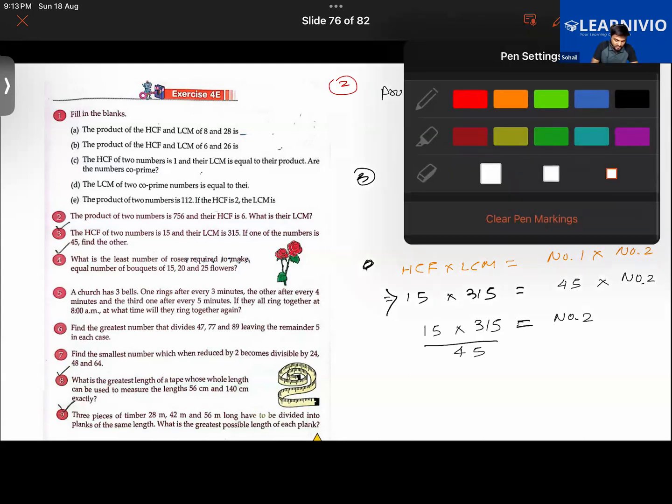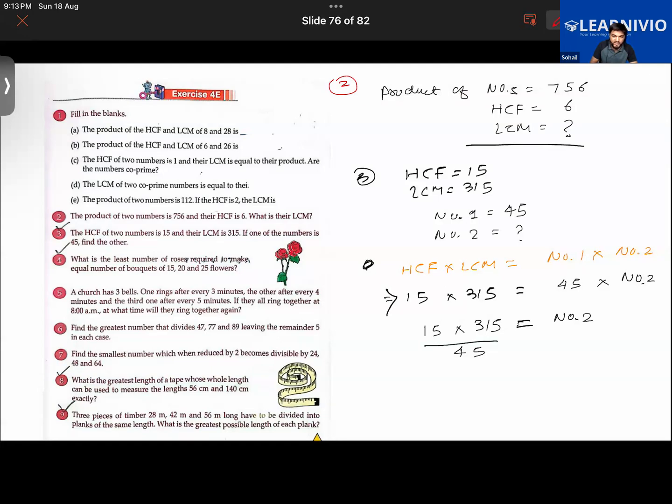Now you have to calculate it. First you will multiply 15 with 315. Okay, Habib, whatever answer we get, we have to divide it by 45. That's how it has to be done. You can do it after the class, if you have understood the method.